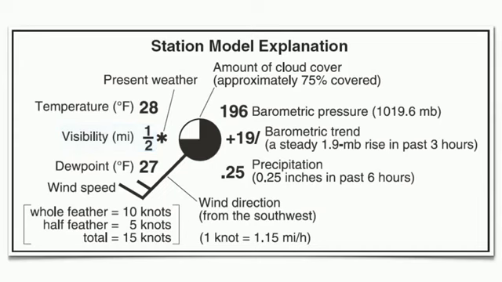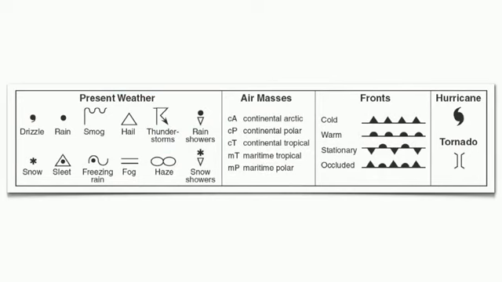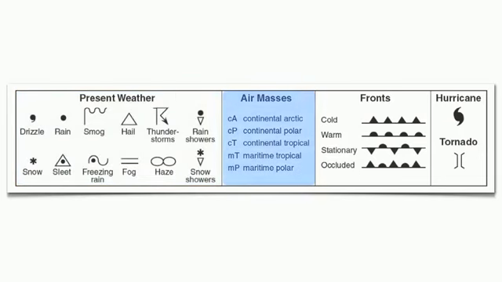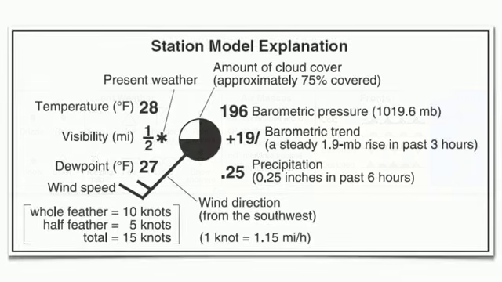Next to that is going to be your present weather. Now, your present weather is always going to be a symbol. And those symbols can be found at the bottom of page 13, all your present weather symbols there. What's also in that section are all your different types of air masses: continental Arctic, continental polar, continental tropical, maritime tropical, and then maritime polar. So all your different air masses, and they come from different source regions. Then you have your different fronts: cold, warm, stationary, and occluded, and then your hurricane and tornado symbols as well. So a lot of information at the bottom there, but for the station models, present weather is the one you're going to really want to focus on.